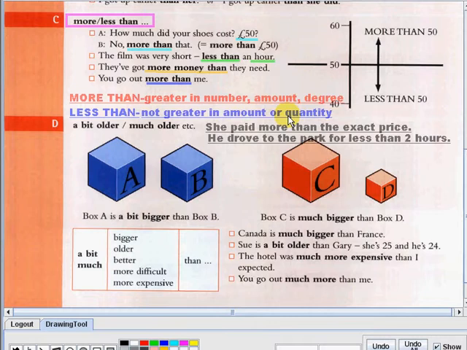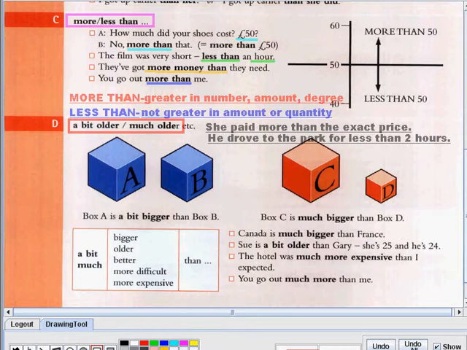Let's all read the sentences that I made. She paid more than the exact price. So here we used the words more than. Okay? How about the second sentence? He drove to the park for less than 2 hours. Here we used the words less than. Okay, it's easy, right? So you can make your own sentences using the words more than and less than.